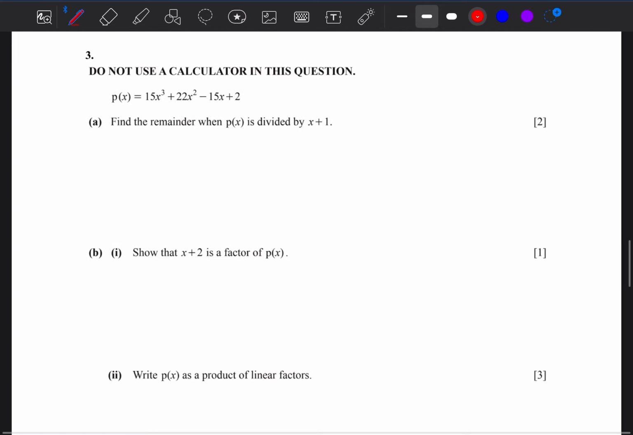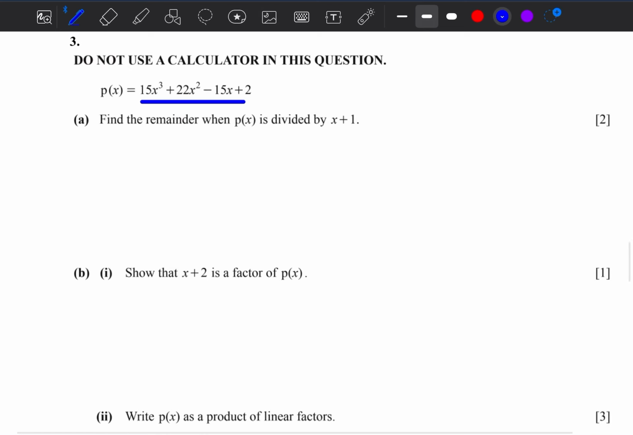Now it says do not use a calculator in this question. Find the remainder of P(x). We need to find out the remainder when P(x) is divided by x plus 1. I'm going to write x plus 1 is equal to 0, and I'm going to get x equal to minus 1 here.